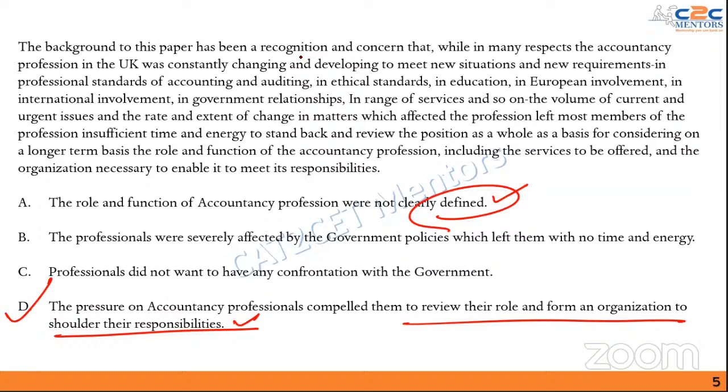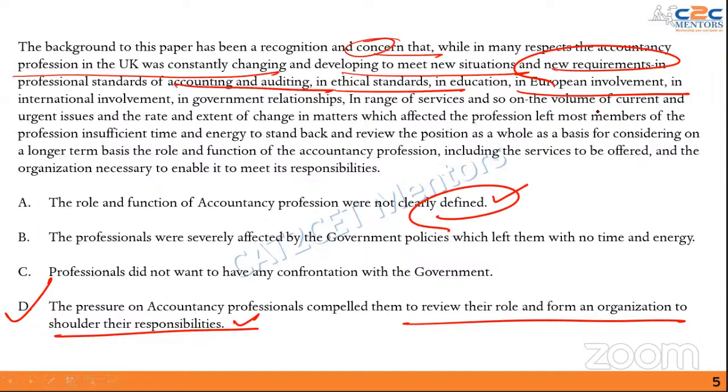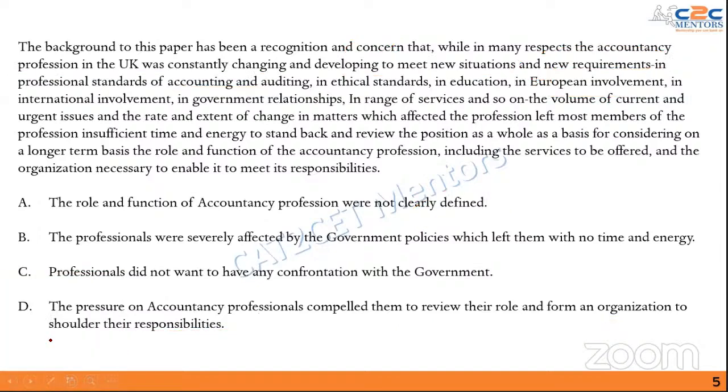The background to this paper has been recognition and concern. That concern दिया है. Okay, that's the keyword. In many respects, the accountancy profession in the UK was constantly changing and developing to meet new situations and new requirements. Guys, ये तो D में बात करी है इन लोगों ने. फिर भी आगे चलेंगे. Professional standards of accounting and auditing, in ethical standards in education, in European involvement, in international involvement, in government relationship, blah blah blah. ये खींचेगा, खींचेगा, खींचेगा. Guys, देखो ये सेंटेंस इसने कहां तक खींचा? किधर है? Holy shit. देखो ये सेंटेंस जो यहाँ पे चालू हुआ, is this the full sentence?